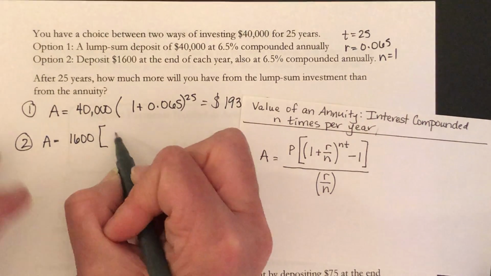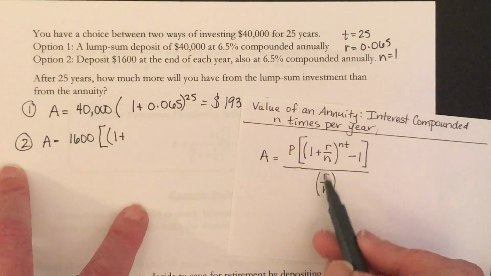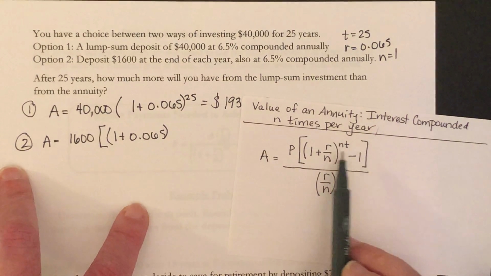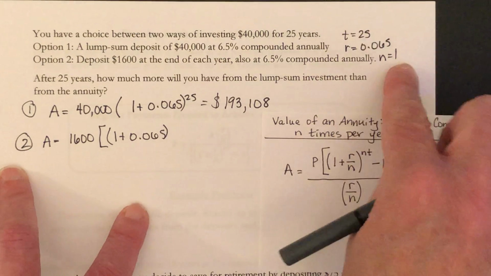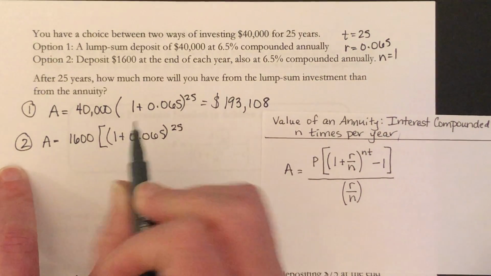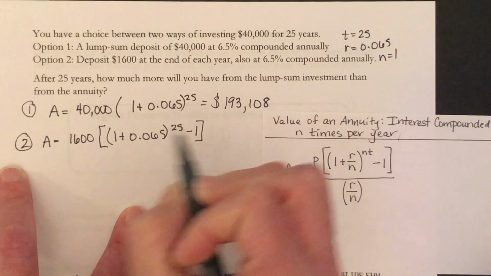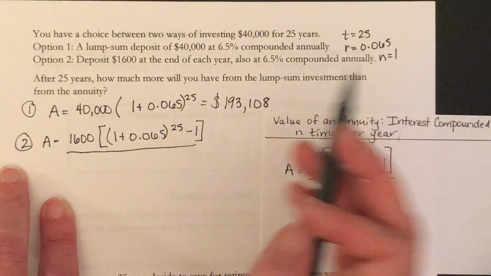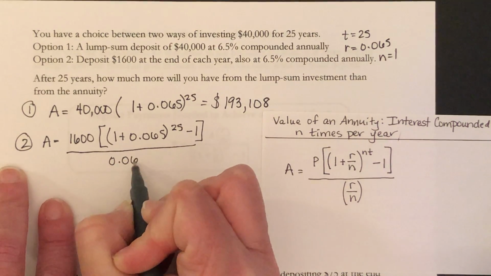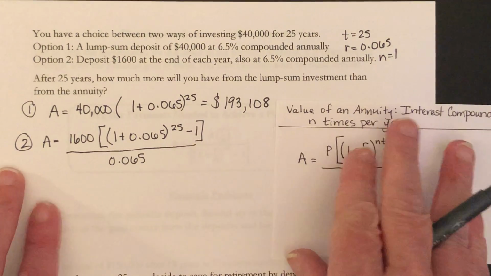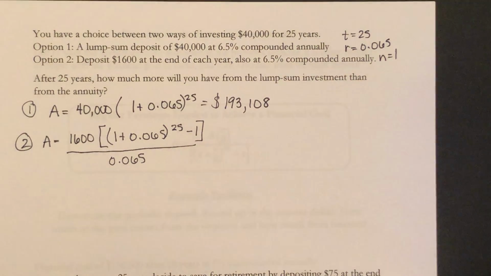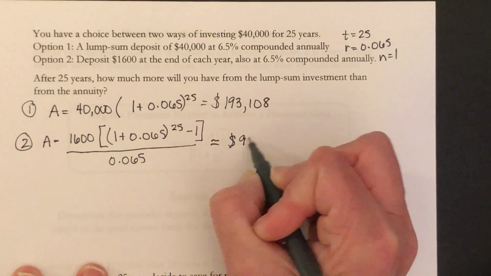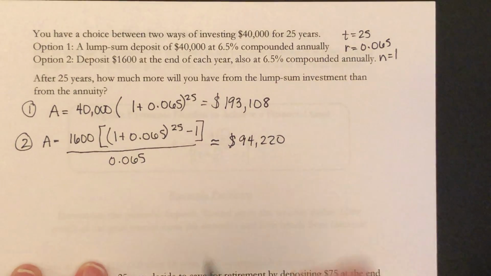And we have 1 plus r over n, which is still 0.065, raised to the nt, so it's 25 times 1. Then subtract 1. And you're dividing by r over n, which is 0.065. This one's easier than some of our others to enter in the calculator, but you get $94,220 once you type it in.